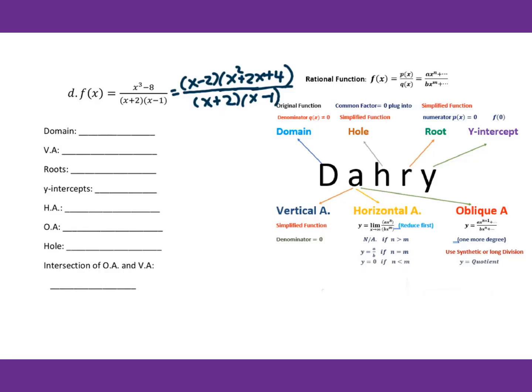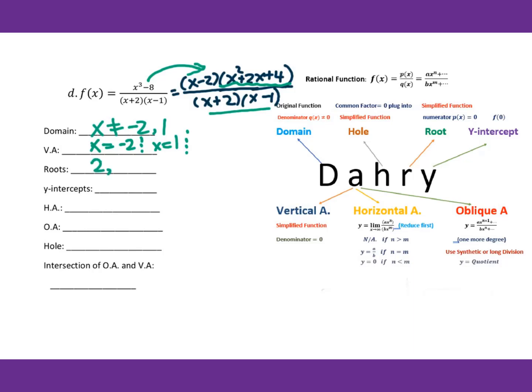Before we get started, you have to factor x to the power 3 minus 8, like this. And when you find the zeros, x squared plus 2x plus 4 gives a complex solution, so don't count x squared plus 2x plus 4. For the domain, you will get x not equal to negative 2 and 1 because you make the denominator not equal to 0. Since there's no common factor, you get x equals negative 2 and x equals 1.